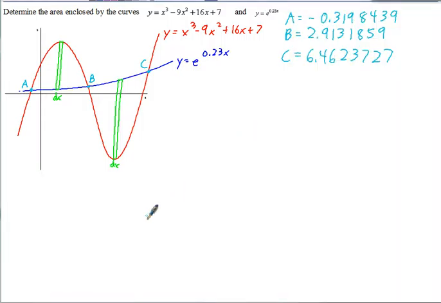Alright, then let's go ahead and set up our integrals here. There's only two of them now. The first one, the integral starts at a, stops at b, and you can see using this rectangle, the one on the top is x cubed minus 9x squared plus 16x plus 7, minus the one on the bottom, which is e to the 0.23x.